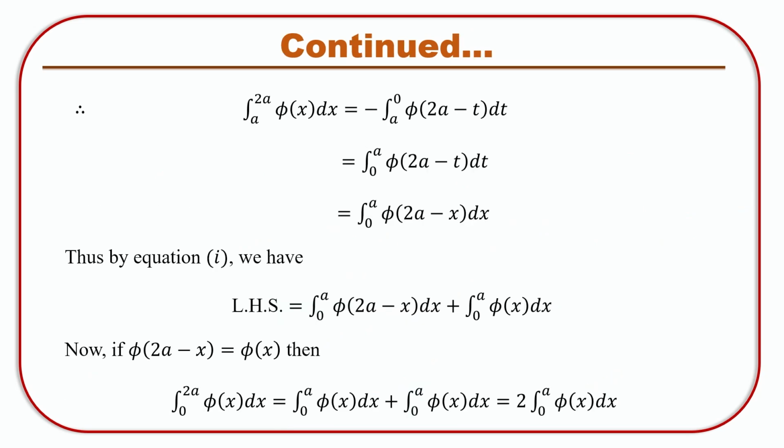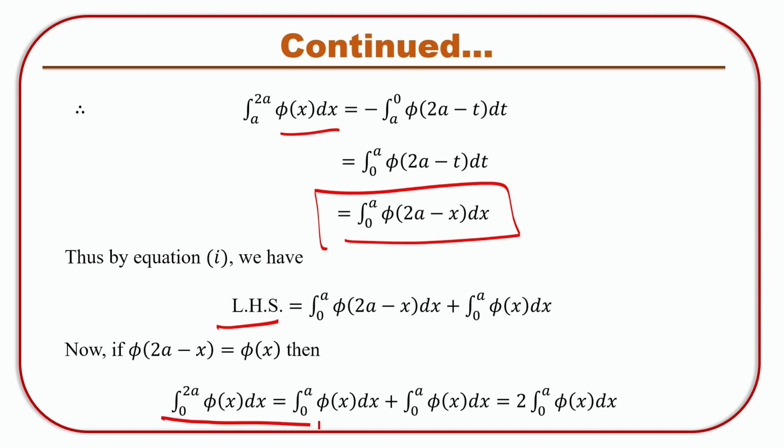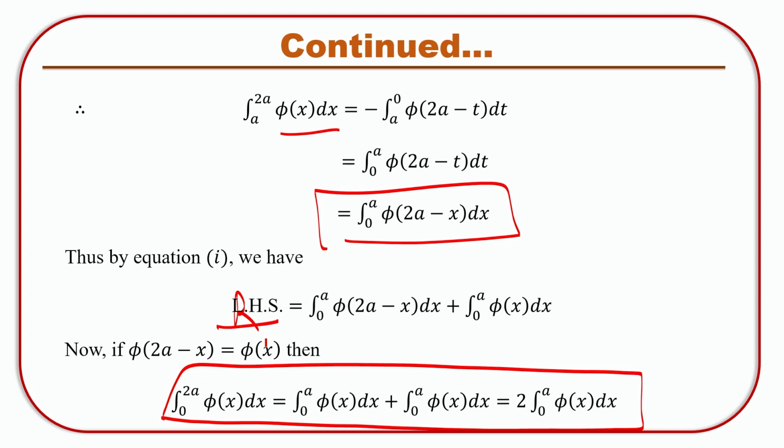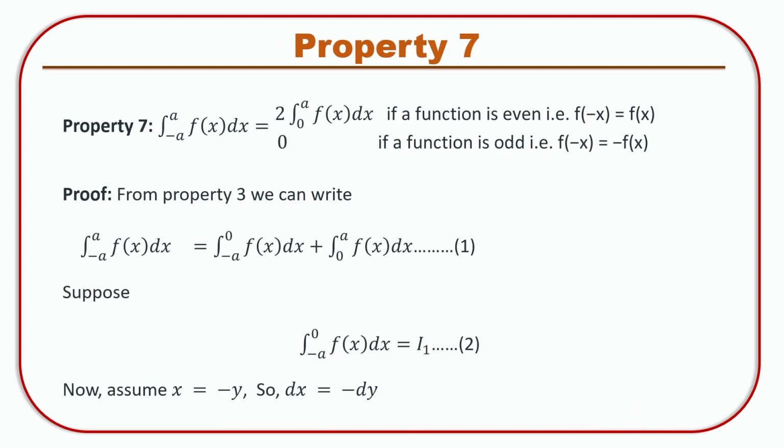And using these, the integral from a to 2a of phi x dx becomes minus of the integral from a to 0 of phi(2a minus t), and as you can evaluate this, it is 0 to a phi(2a minus x) dx. So the LHS becomes the right hand side. So that's the proof.